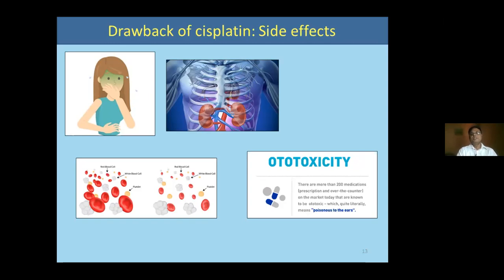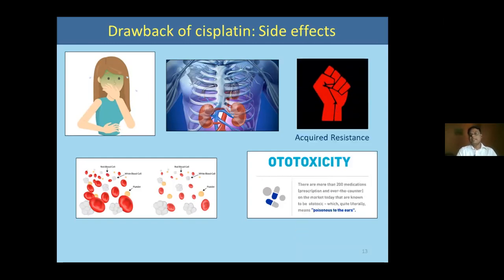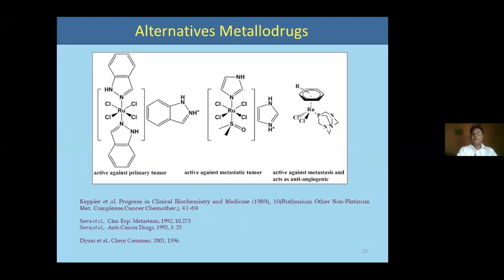There are gastrointestinal problems, kidney problems, hematological problems, and ototoxicity, that means hearing problems. And after a certain time, the cancer cells acquire resistance to the platinum complexes. If after a certain period of time you treat the cancer patient with these platinum complexes, the cancer cells will become resistant to these platinum drugs. So it will not really work. So that is the big issue with this kind of chemotherapeutic agent.